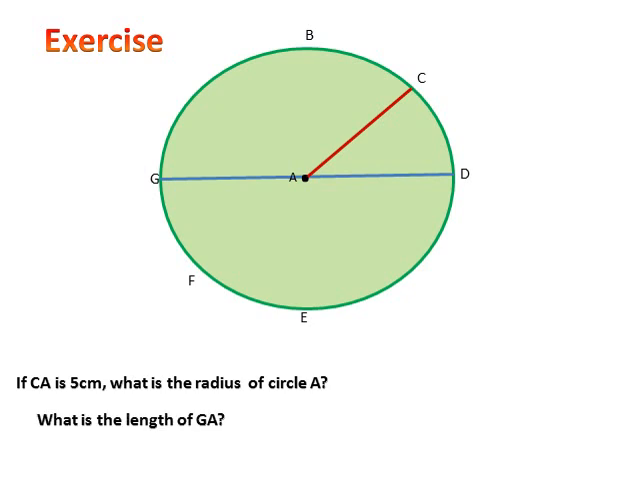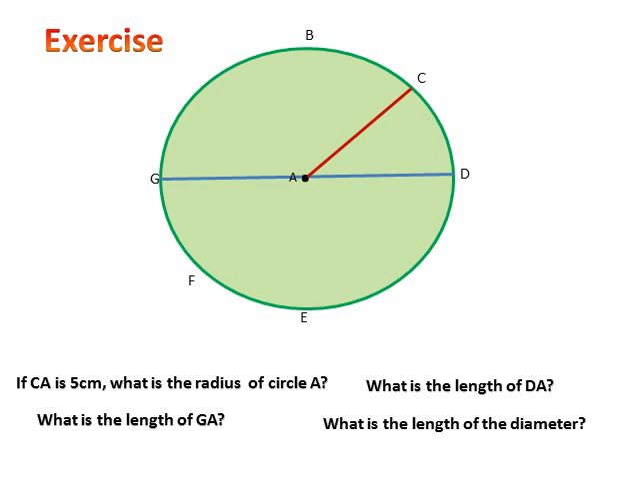What is the length of GA? Line GA is also a radius, therefore GA should be equal to CA because they are both radii. So that's also 5. What is the length of DA? DA is also a radius, so that is also 5 centimeters. Then what is the length of the diameter? In this figure, our diameter is GD, and it is equal to 2 times the radius. If your radius is 5, your diameter is 10.